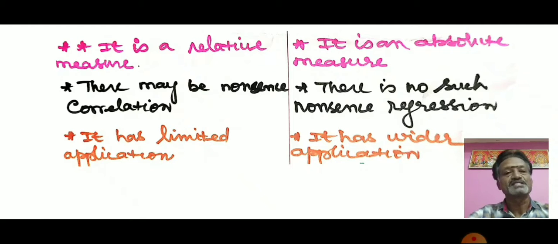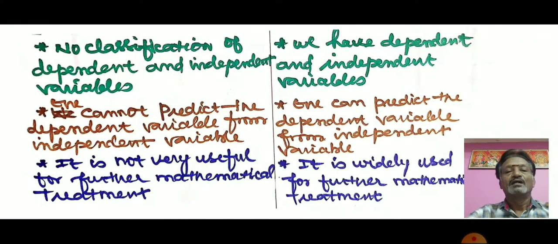Then point number 6. So here the correlation has limited applications. But you take into account of regression, it has wider application. That means we can use regression analysis in many fields to find out the relationship between the variables as well as prediction of variables. Then the 7th one, so no classification of dependent and independent variables in correlation.